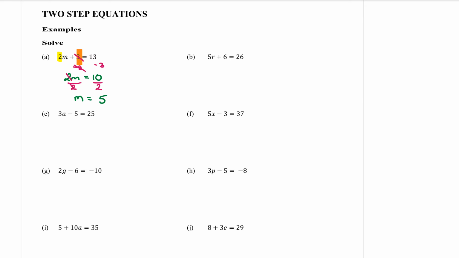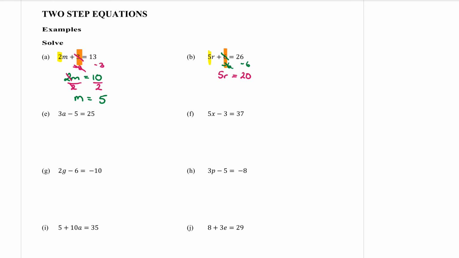Part B, we have 5r plus 6. Okay, so those are the 2 numbers that we need to move away. Now r is multiplied by 5, and then we add 6. So reverse order, I need to get rid of the 6 first. Subtract 6, subtract 6. That gives me 5r left, and 26 take away 6 is 20.